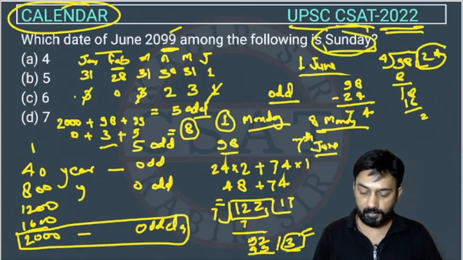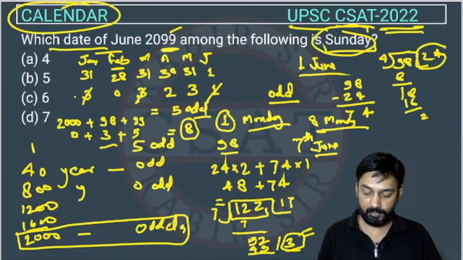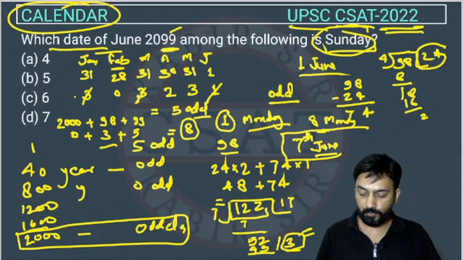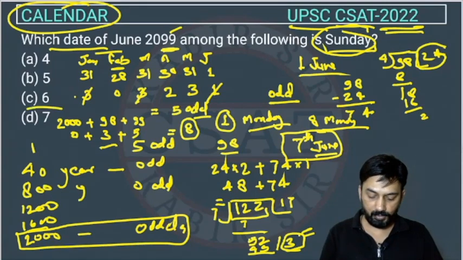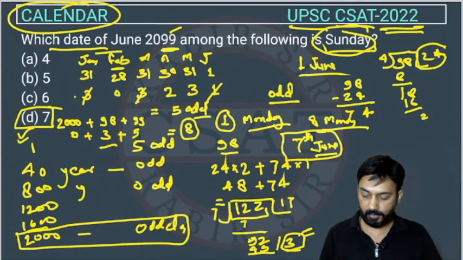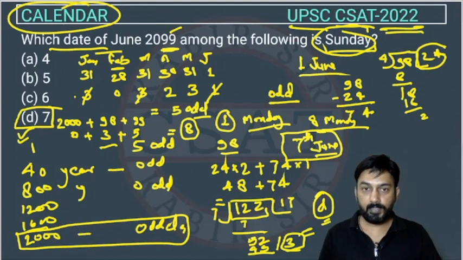So the question is asking the first Sunday. So on which date there will be the first Sunday? So on the 7th June there will be the first Sunday. So the answer is option D. So this is the answer, right?